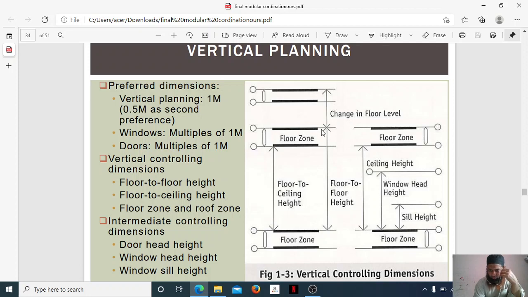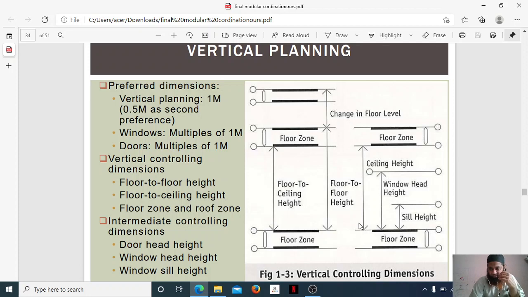This is the floor zone. Basically, this is the false ceiling that has been created here. That is why floor to ceiling height is what exactly we'll be achieving. That has been marked here, whatever dimensions we want to maintain. So that is marked separately. Floor to floor height is marked separately.